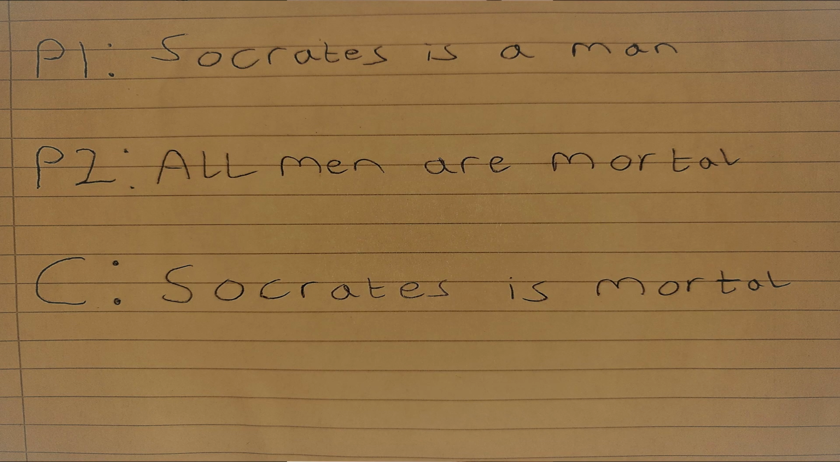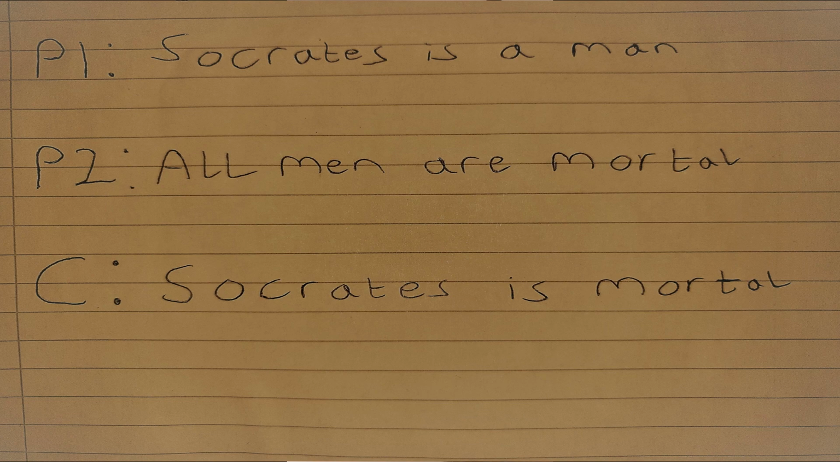So this is a classic example of a syllogism, which is an argument with 2 premises that lead up to a conclusion. An argument could have more premises, but a syllogism is always just the 2. So here we have P1, premise 1, Socrates is a man, and premise 2, all men are mortal. For the conclusion, Socrates is mortal.